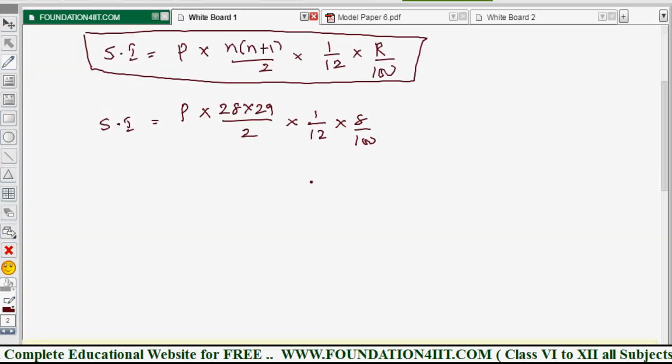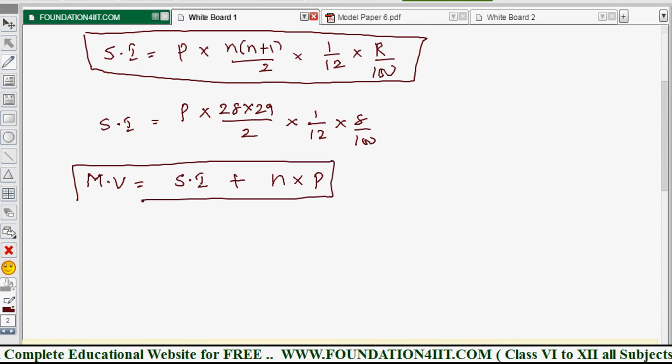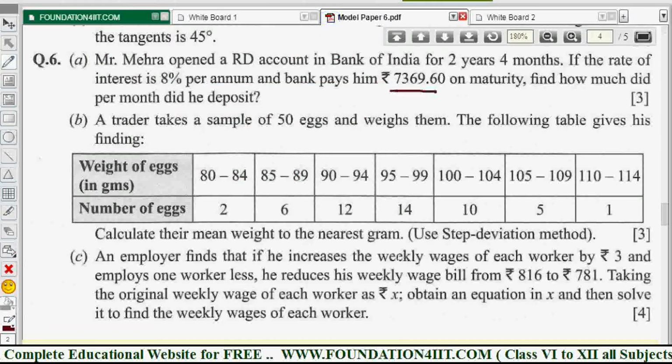So this is the simple interest. And the maturity value is equal to the simple interest, the interest you're getting, plus the total investment. In n months, every month we spend rupees P, so n into P. Maturity value is equal to simple interest plus n into P. N is the number of months, P is the monthly installment. And according to the problem, the maturity value is given, which is 7369.60.